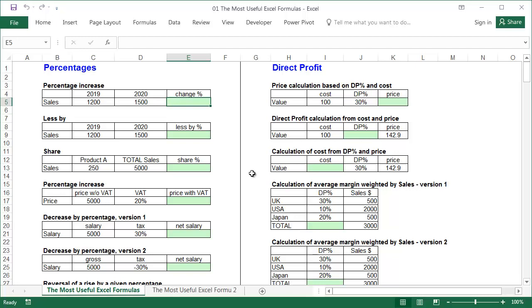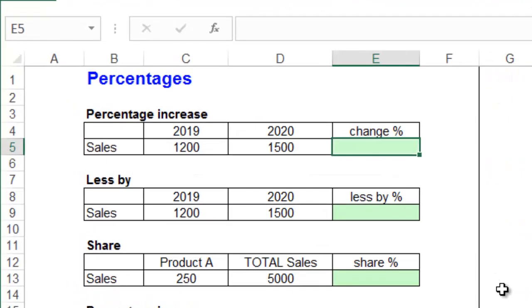In this lesson, I will present a solution to the problems that an average employee or a candidate for a job faces. Percentages. We calculate a percentage change with the following formula. Equals new value divided by old value minus 1. It can also be entered in the form new value minus old value divided by old value. The result should be the same.